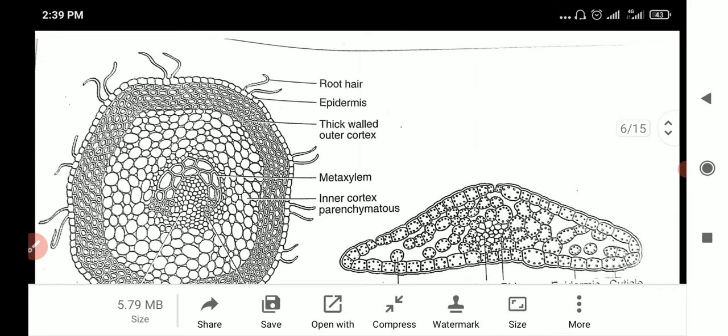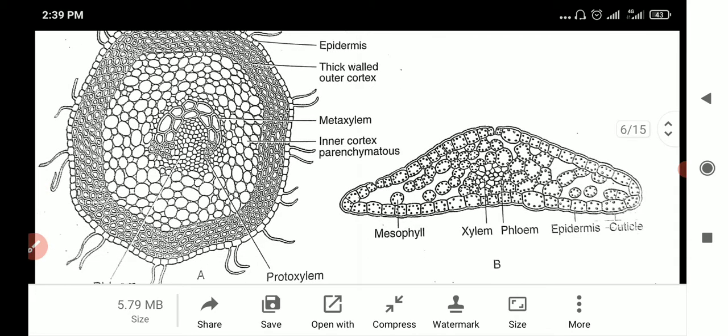We have learned that there is a root hair, then epidermis, then the cortex, then there's a metaxylem and protoxylem, and innermost we find the parenchyma.